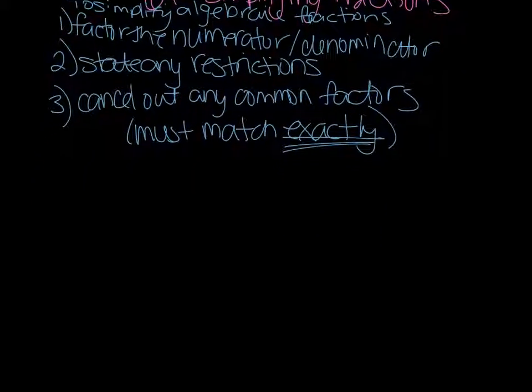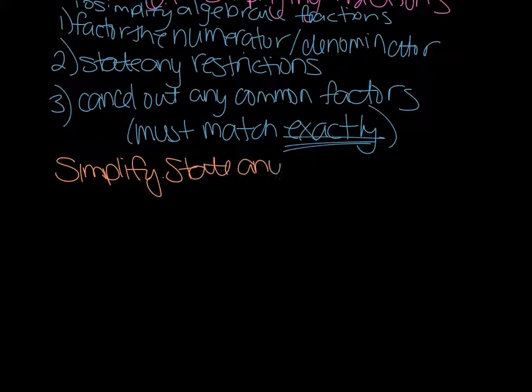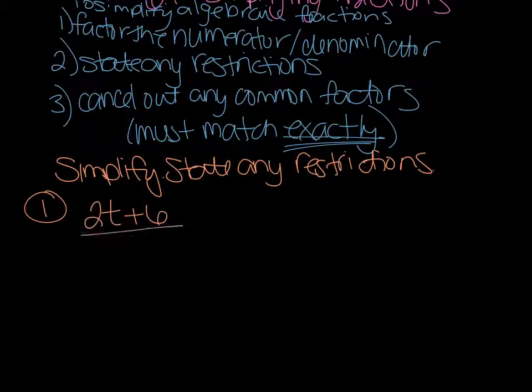Okay? So, kind of like always, whenever we write down steps, doesn't make a whole lot of sense until we get into some examples. So, let's jump into those. So, your directions today will say simplify, and then they're also going to say state any restrictions. Okay? So, our first one here, say we have 2t plus 6 over 5t plus 15. Okay, once again, I told you the steps are important, but the order that the steps are in are almost more important. So the first thing I'm supposed to do is factor.